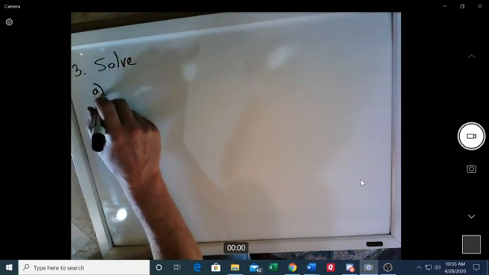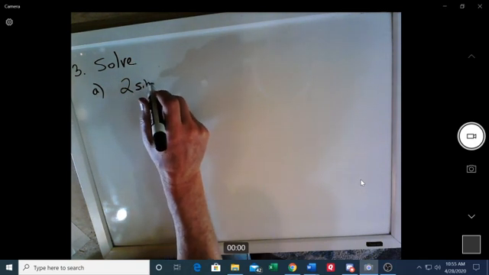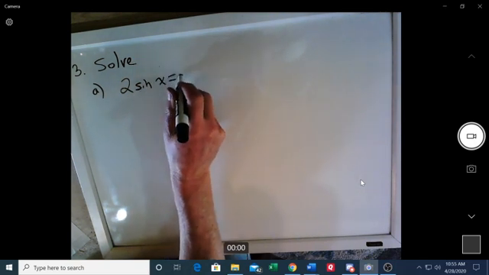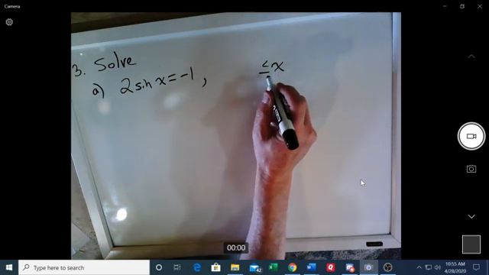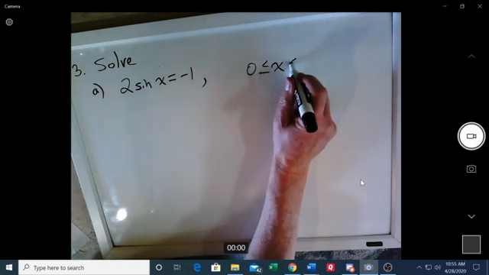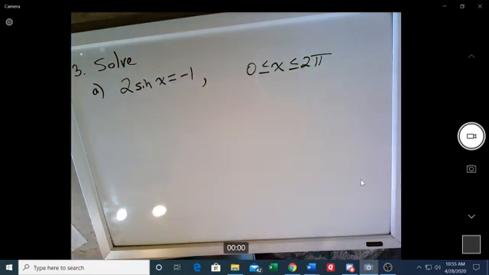3. Solve 2 sine x equals negative 1, where x is between 0 and 2 pi. Give you a minute for that.